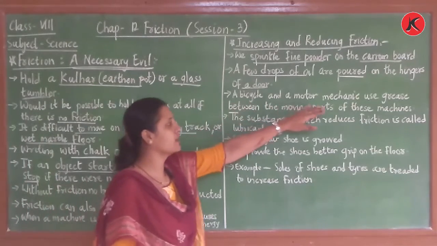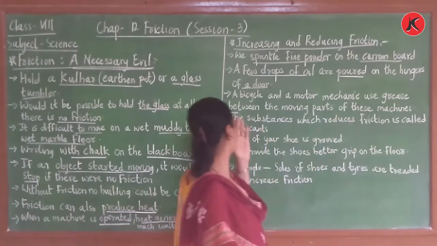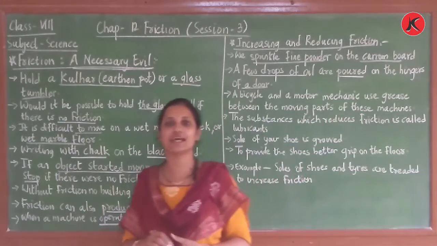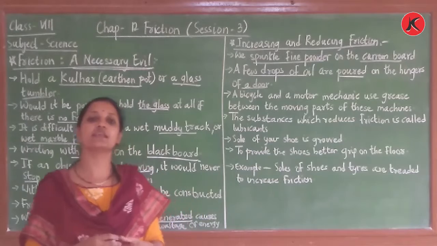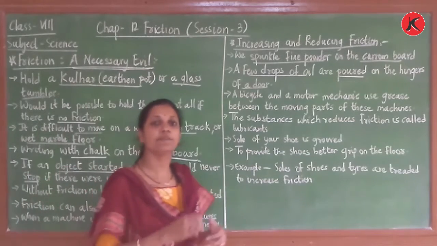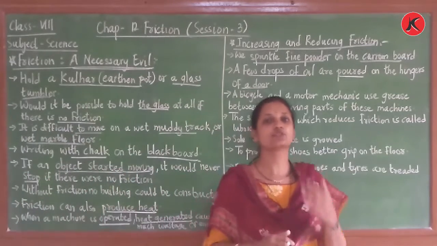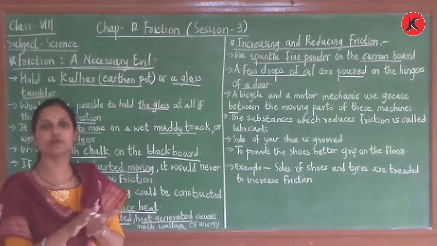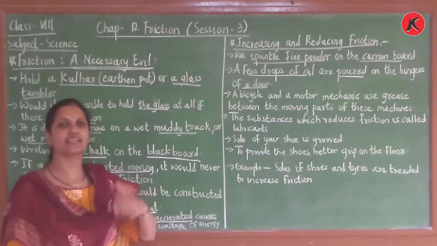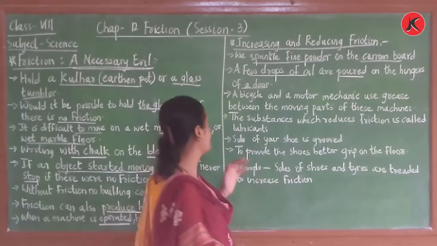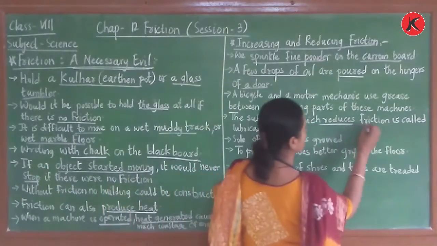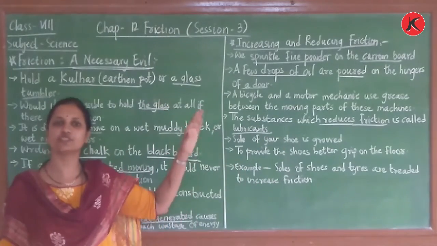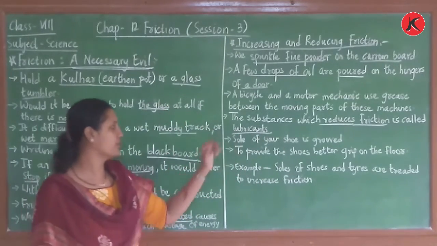A bicycle and motor mechanic use grease between the moving parts of a machine. You must have seen that in cars, in cycles, and in other machines, we put grease on spare parts. Why? So that because of grease, the depreciation, meaning the rubbing of the machine, can be avoided and it can last for a long period of time. The substance which reduces friction is called a lubricant, right?